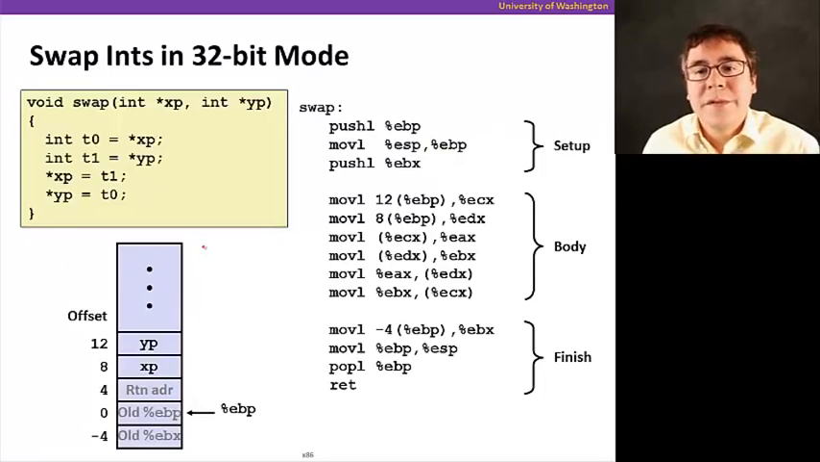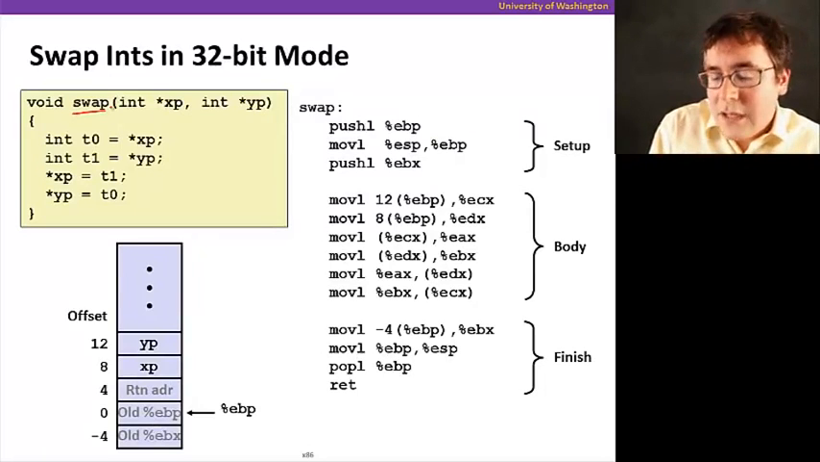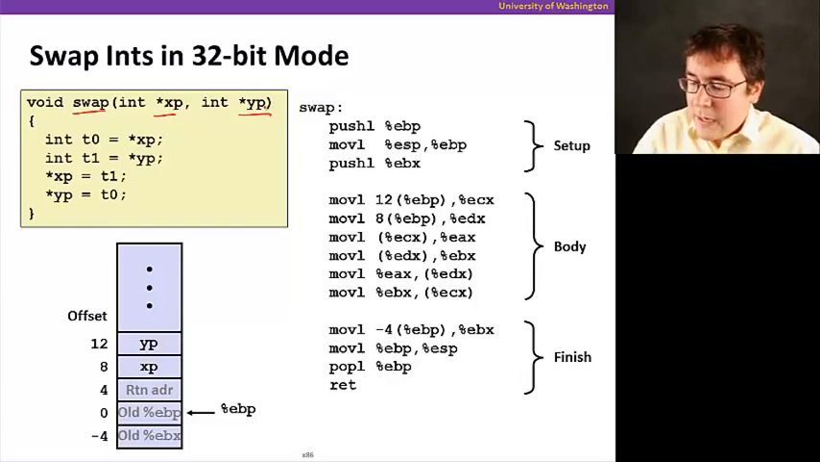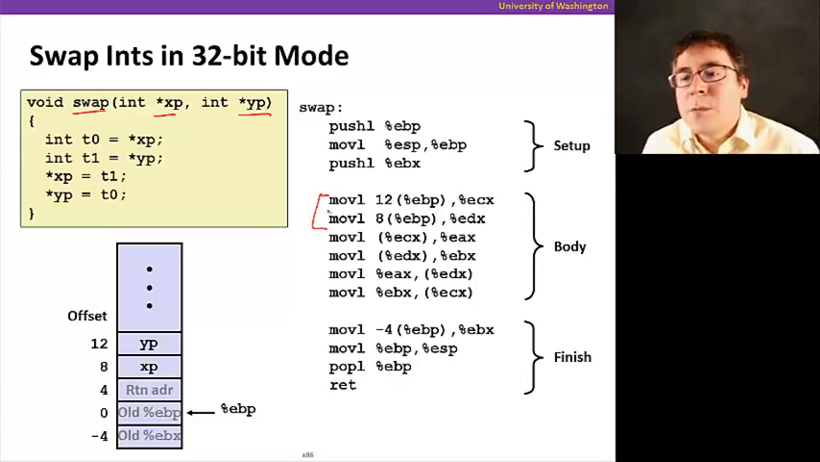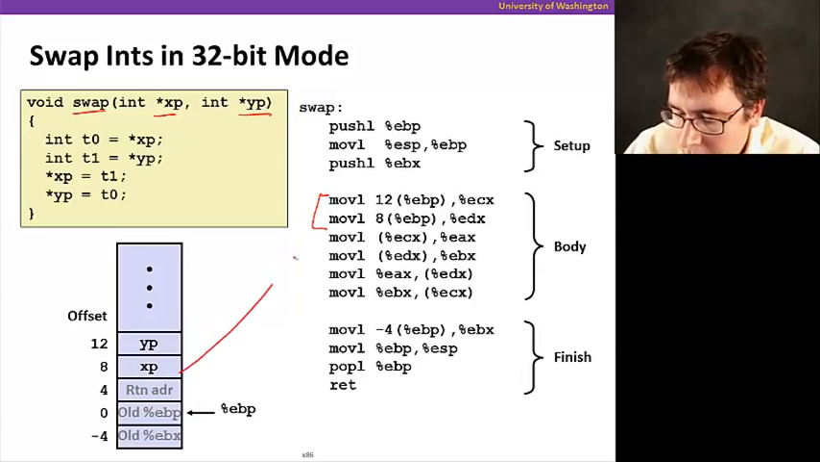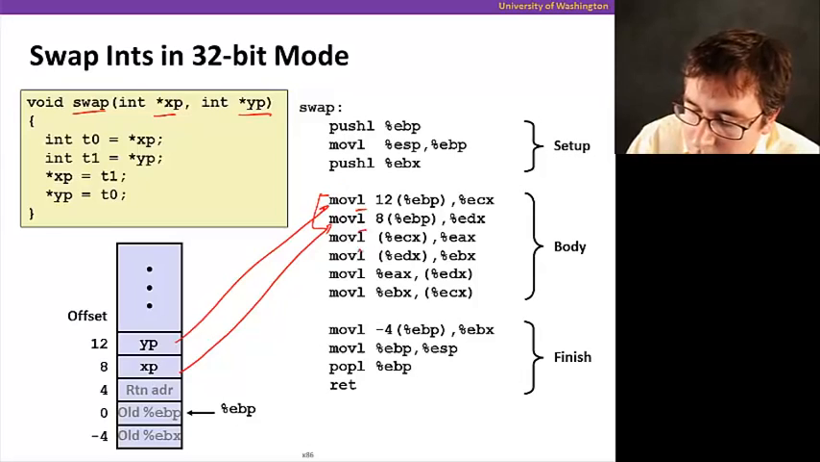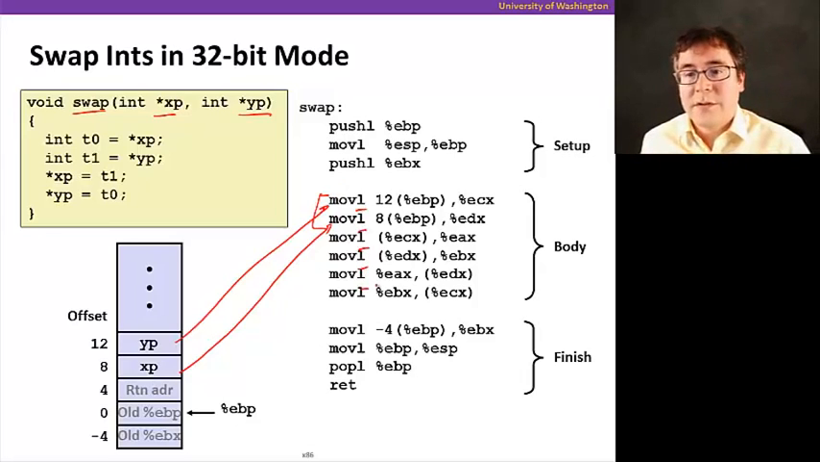Here's the example that we saw in the previous video. We had this swap function that received 2 pointers, xp and yp, as parameters, and then it swaps the contents of these pointers. Remember that these 2 instructions here were reading the pointers that were stored in the stack, because parameters in the IA32 ABI are passed via the stack. So that's one thing to note. And we've used all movl instructions because we're moving 4 bytes worth of data.